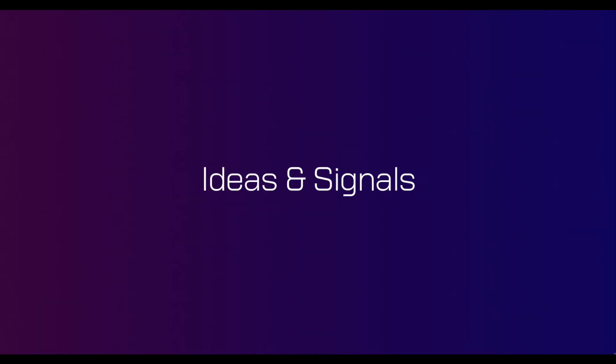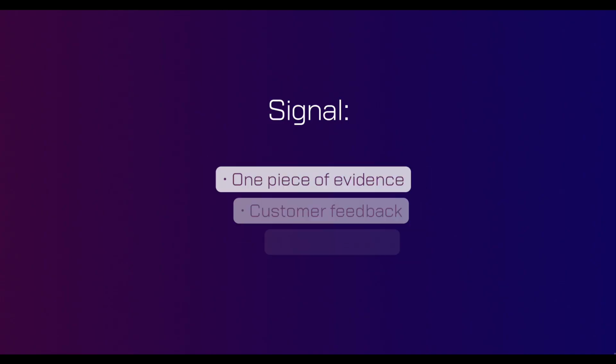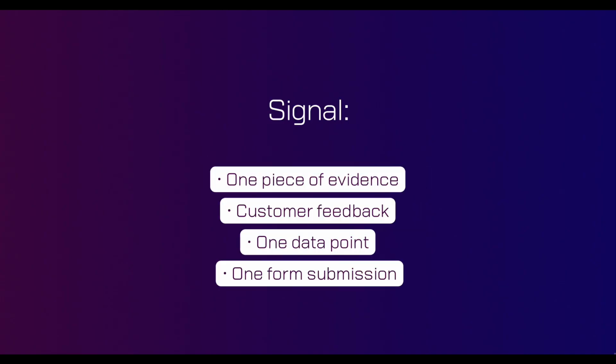Let's begin with ideas and signals. What are they? An idea is something you might build, a problem to solve, an opportunity, or a common request. A signal is one piece of evidence. A signal could be one customer's feedback, one data point, or one form submission.